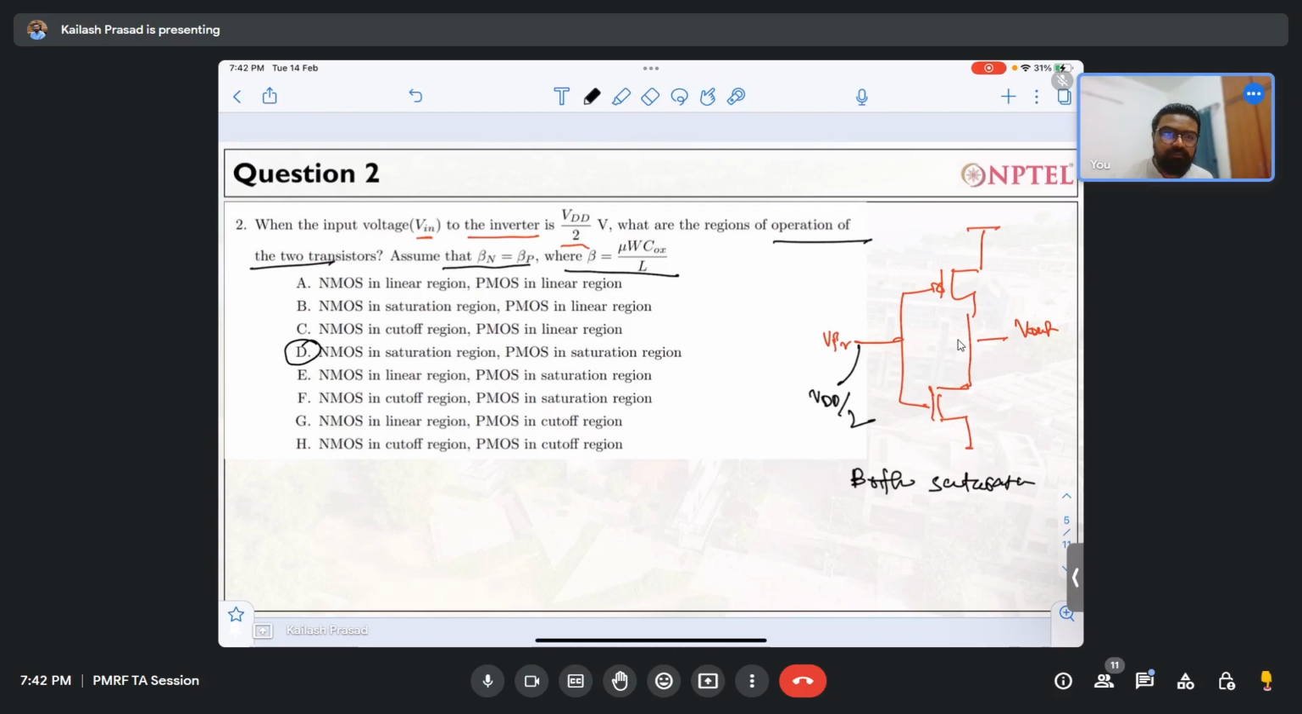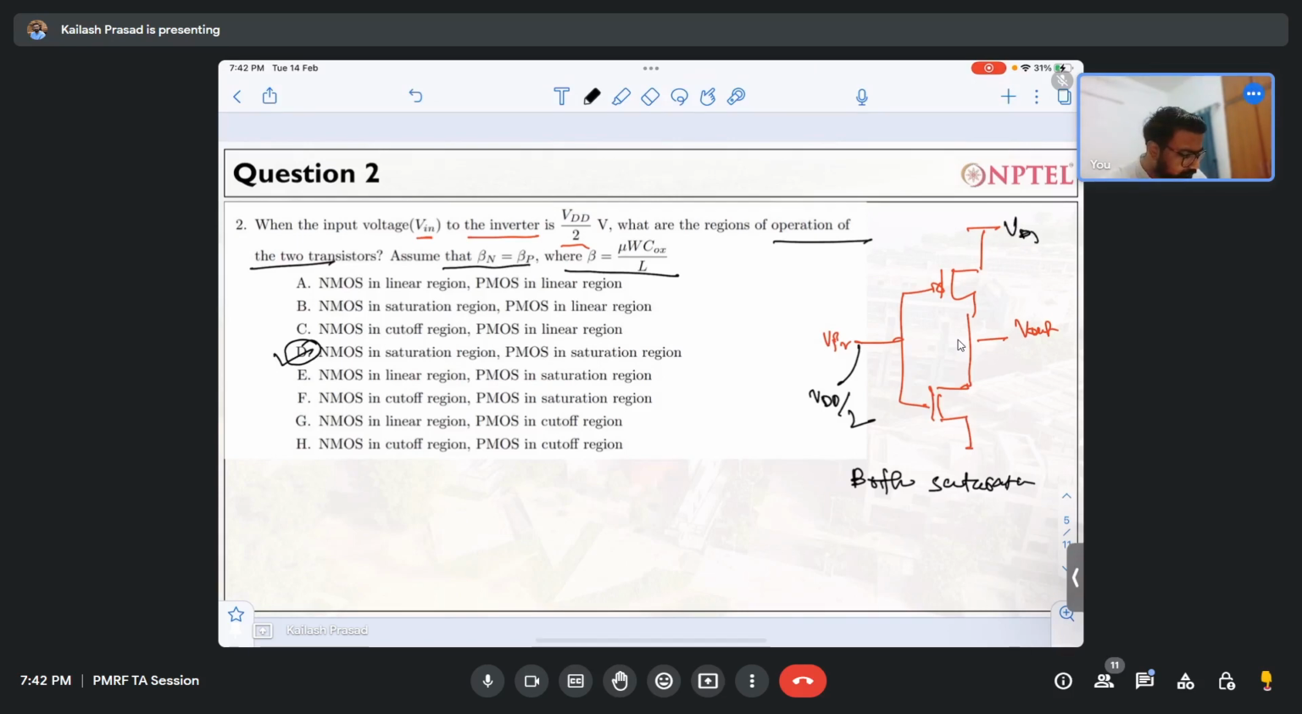Anybody else? Okay. So there is one more answer: both are in saturation. The answer is actually correct. Both are in saturation, right? And why do I say so? Let us see whether both are in saturation or not.